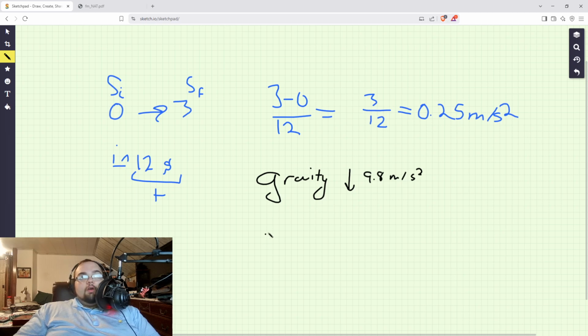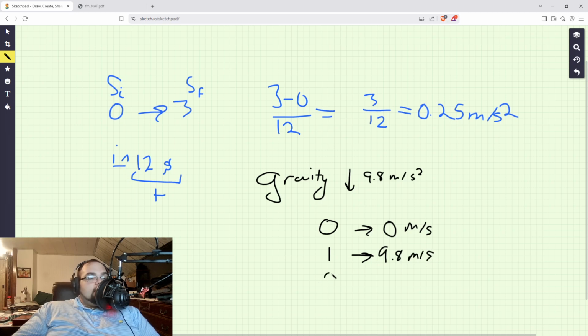Okay, so we know at 0 seconds, the object is moving at 0 meters per second. At 1 second, the object is moving at 9.8 meters per second. And after 2 seconds, it's moving at 9.8 plus 9.8. So that will be 19.6 meters per second. Okay?